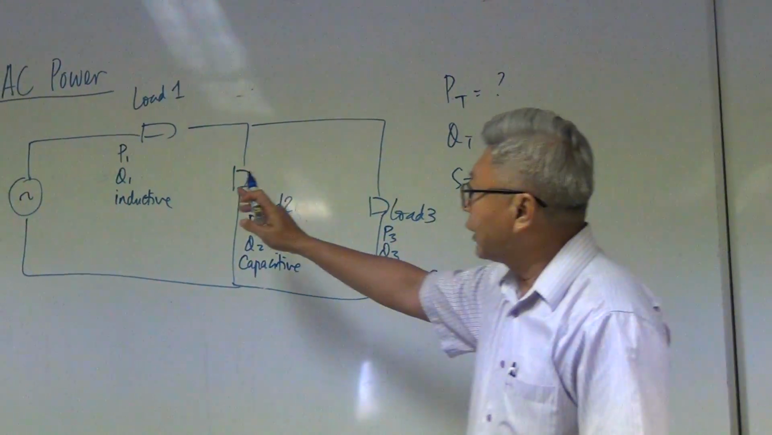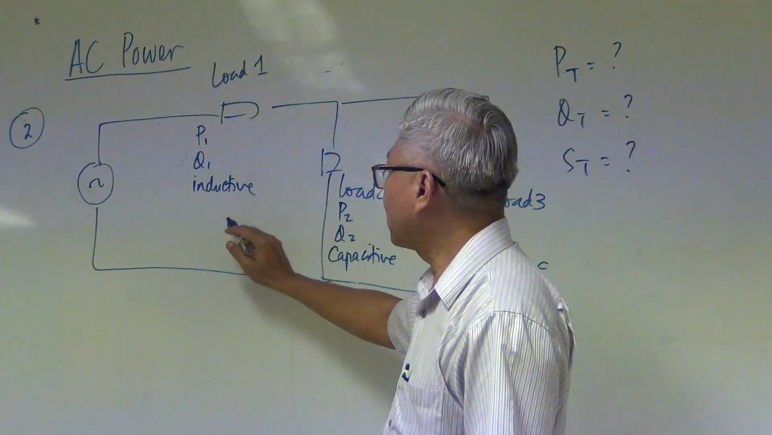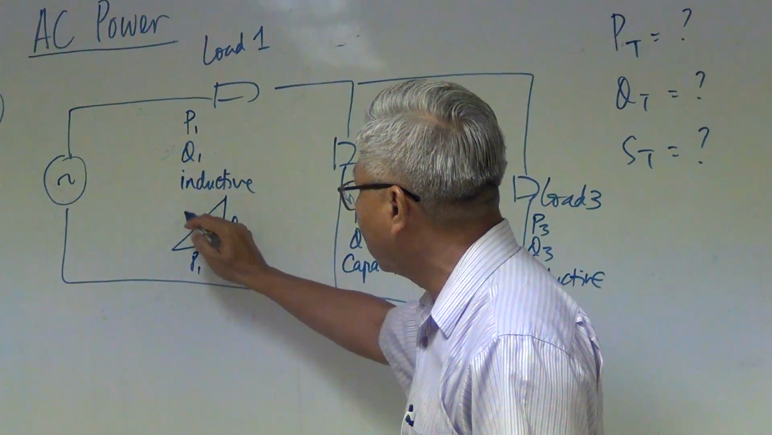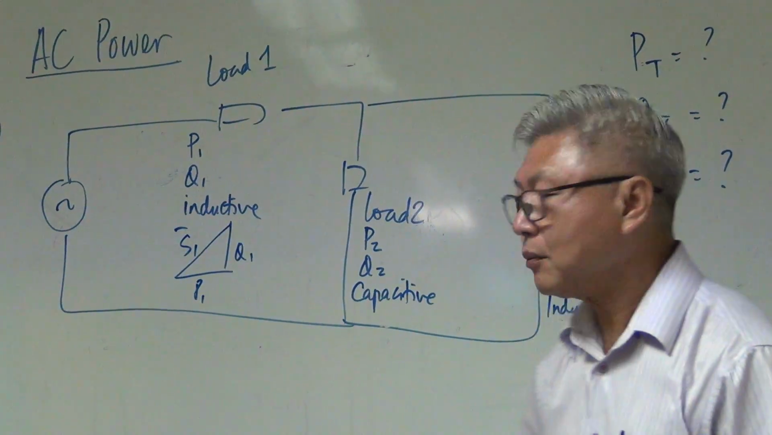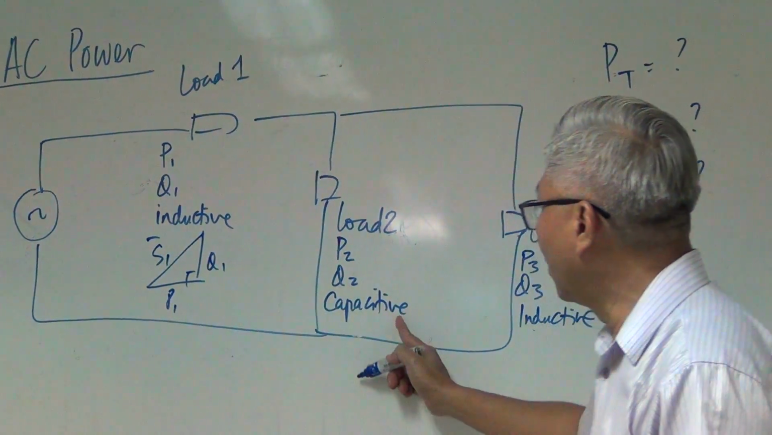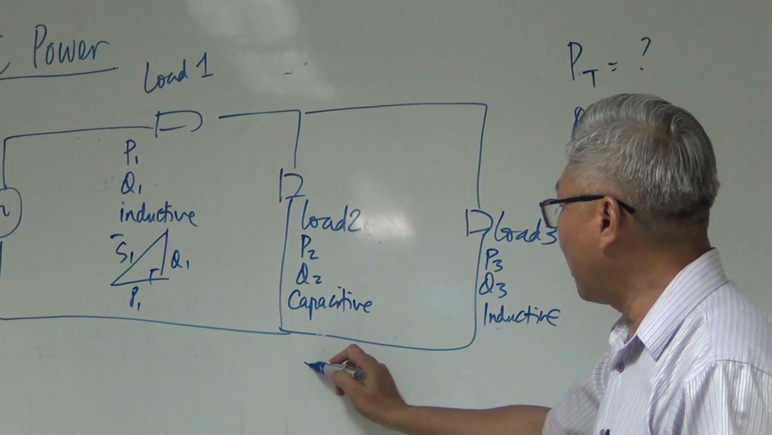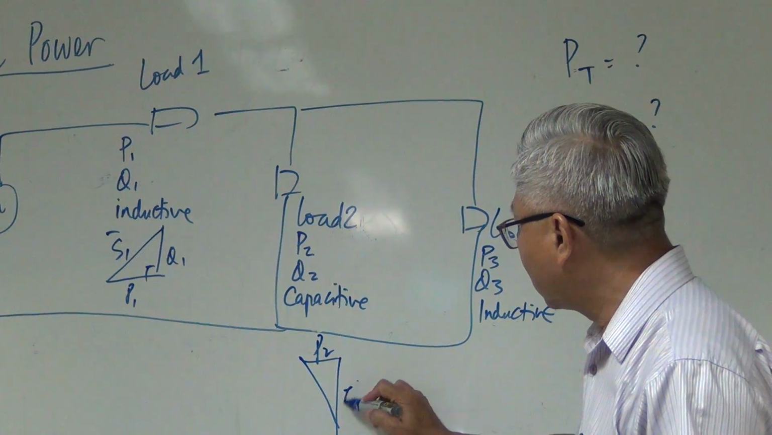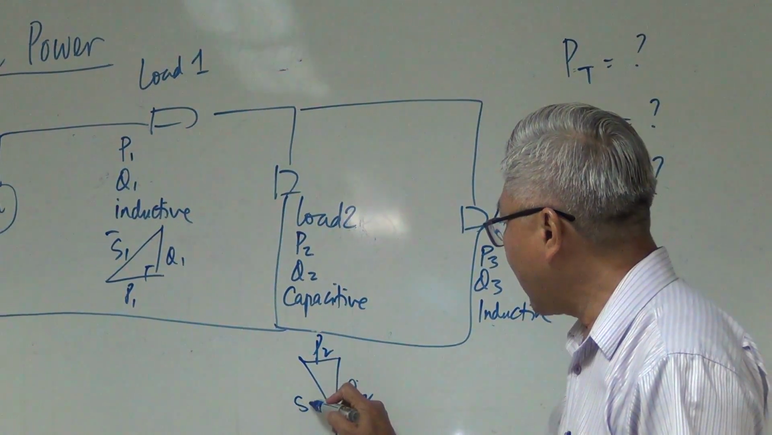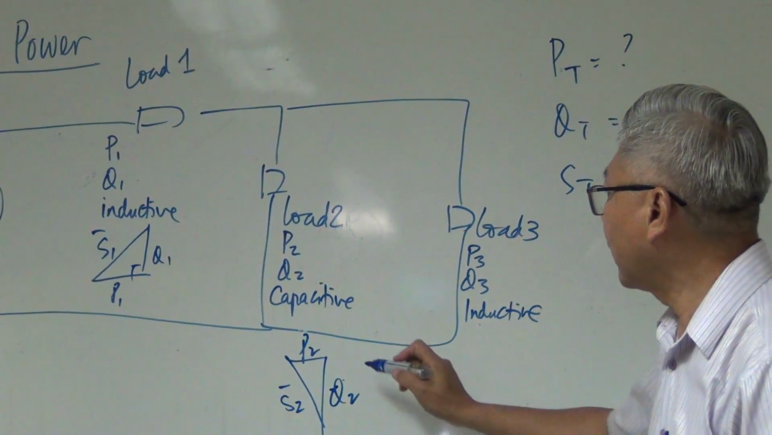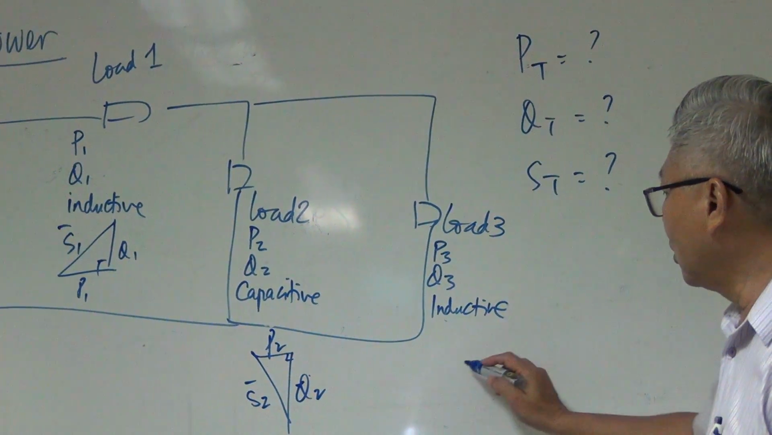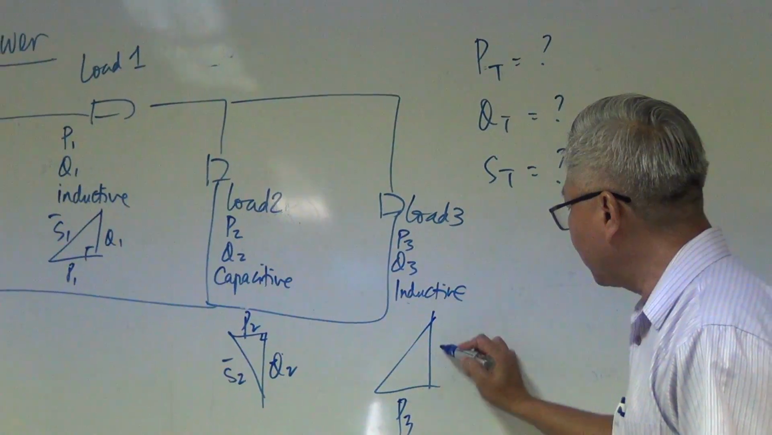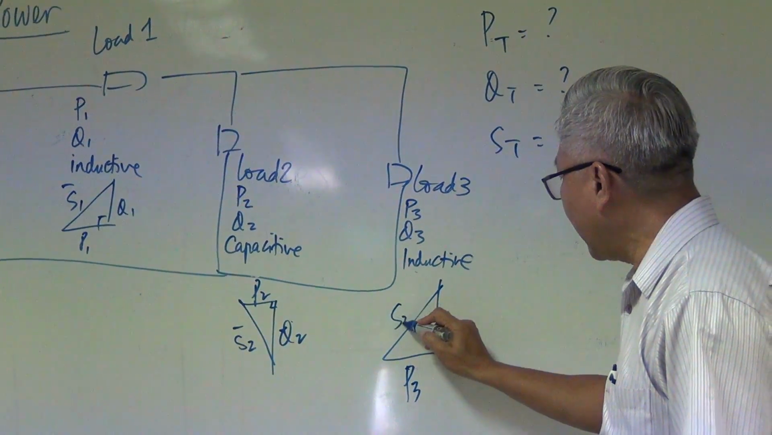So for this one, this is an inductive circuit, so my power triangle points up. So this is P1, this Q1, and this is S1. And the second load is a capacitive circuit, so my power triangle points down. So this P2 is minus Q2, and this is S2. Right angle triangle. And the third load is pointing up again because it's inductive, so it's P3, Q3, and S3.